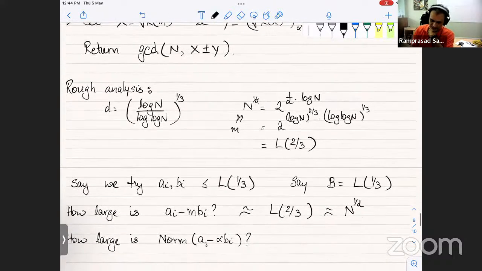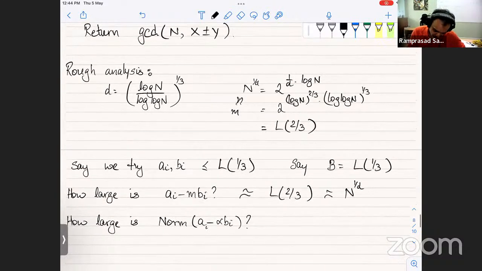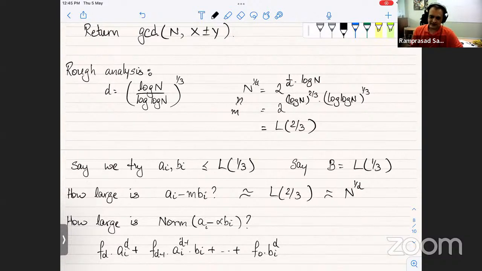Now, what about the norm of those numbers? Because that's also something I want to be smooth. So how large are those numbers? What is the norm of this going to be? This is basically going to be equal to fd times ai to the d plus fd minus 1 times ai to the d minus 1 times bi plus blah, blah, blah, plus f0 times bi to the d. What's the size of each of these things? The coefficients that you will end up with are about n to the 1 by d. Each ai is like L to the 1/3.